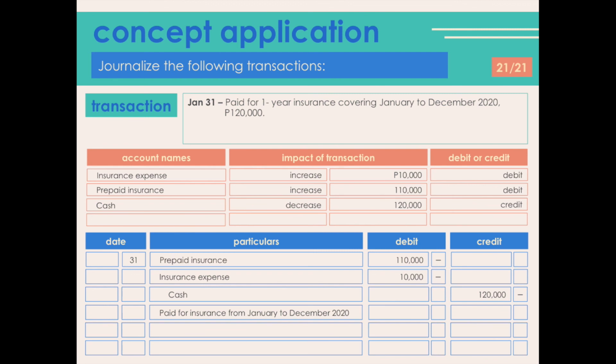To compute for the amounts, we need to get the monthly payment. So 120,000 divided by 12 months, we get a monthly payment of 10,000 pesos. Advance payment covers the next 11 months, so 11 times 10,000, we get 110,000 pesos for prepaid insurance. Since insurance expense pertains only to January or 1 month, we debit it for 10,000 pesos. Last, we make a credit to cash for 120,000 pesos for the payment made. And that's the last entry for today.